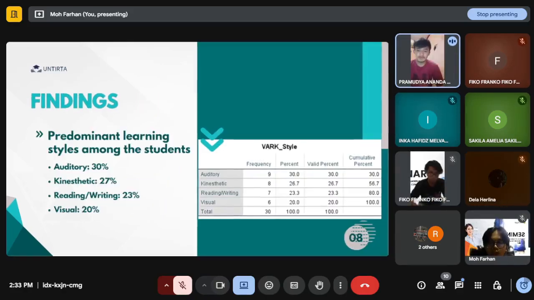So we are going to the findings. In the findings, auditory is the most dominant learning style among the students, followed by kinesthetic, reading and writing, and visual. This is in line with the distribution we observe. The first one is auditory. Approximately 30% of respondents have auditory as their learning style, compared with any other learning style. Kinesthetic has 27% of respondents. Reading and writing has approximately 23% of respondents.